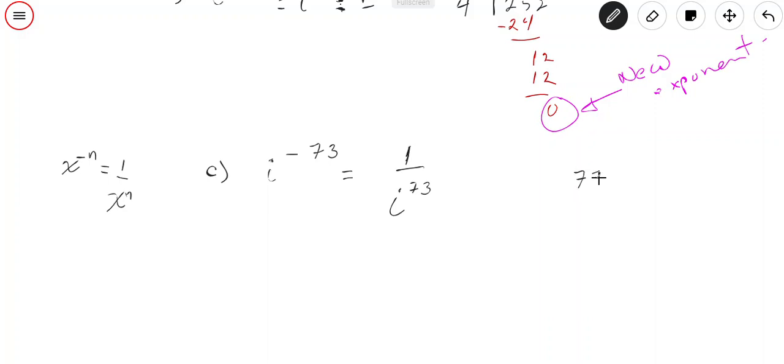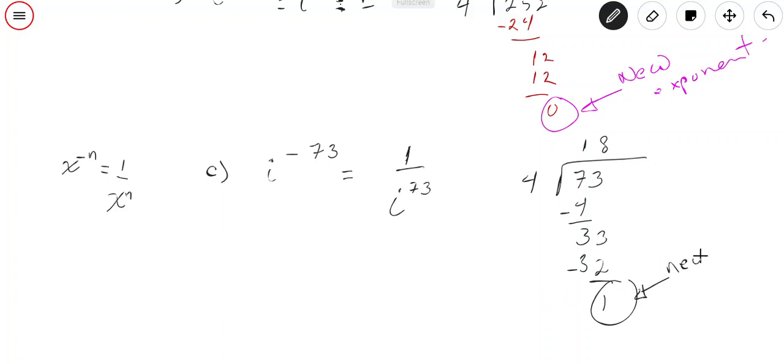So I will divide 73 by 4. How many times does 4 go into 7? 1 time, 4 times 1 is 4. Subtracting, I get 3, bring down 3 here. How many times does 4 go into 33? 8 times. 4 times 8 is 32. Subtracting, I get 1 here. So this will be my new exponent. So that means that 1 over i to the power of 73 is the same as 1 over i to the 1. So this is 1 over i.